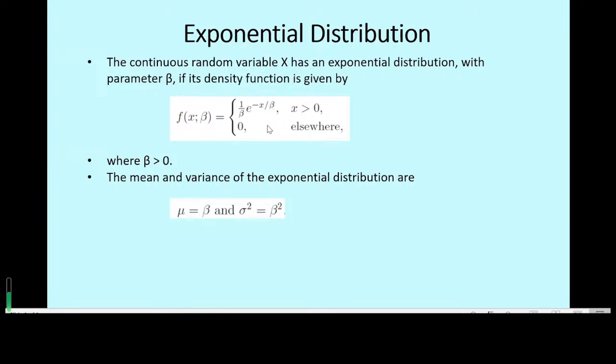Sometimes we also call 1 divided by beta, the reciprocal of beta, lambda. This is called the hazard rate. So the reciprocal of beta, lambda, is the mean event rate in a given time unit. Beta is larger than 0. And the mean and the variance of the exponential distribution: mean equals beta and variance equals beta squared.